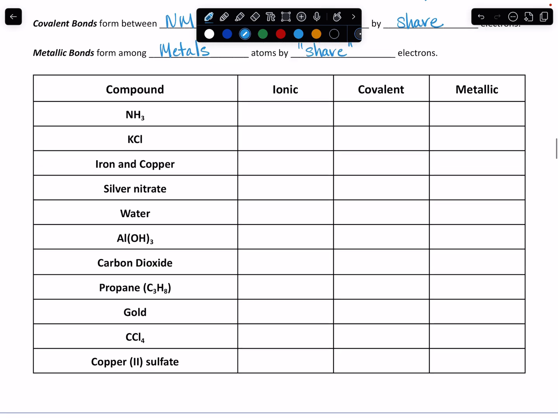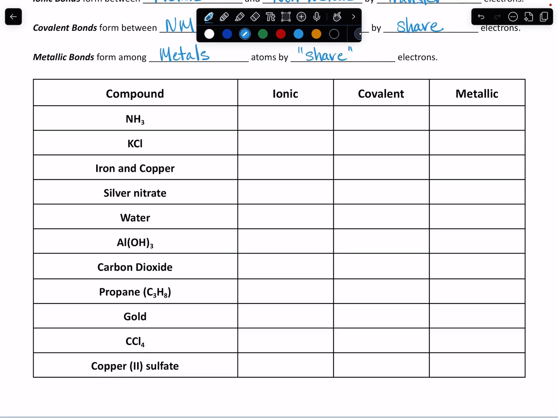All right, so here I have a table with a list of compounds, and then we're going to decide whether each compound is ionic, covalent, or metallic. I do that by looking at the elements and then deciding whether I have metals, nonmetals, both, or only one of each. So NH3, that's ammonia, so nitrogen and hydrogen. Those are both nonmetals, so that's going to make that a covalent bond.